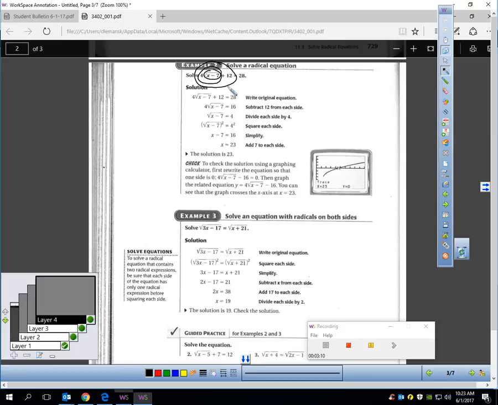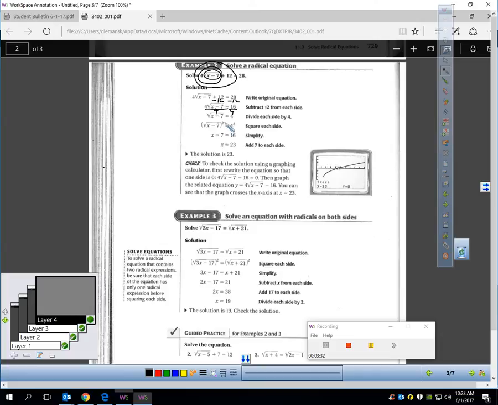Let's solve another radical equation. Here for this, you can see I already drew my onion up. The center of the onion is the radical. So step 1, I got to get rid of the 12. So I'll take away 12 from each side, which gives me 4 times radical x minus 7 equals 16. Then I'll divide each side by 4, which gives me radical x minus 7 equals 4.